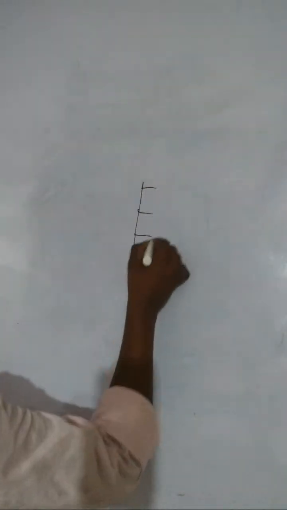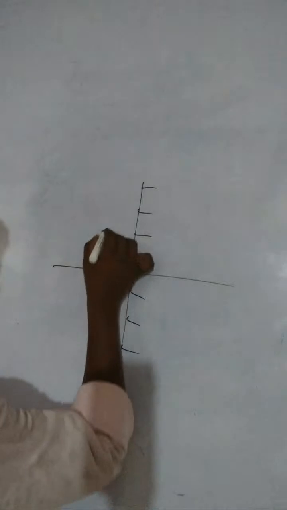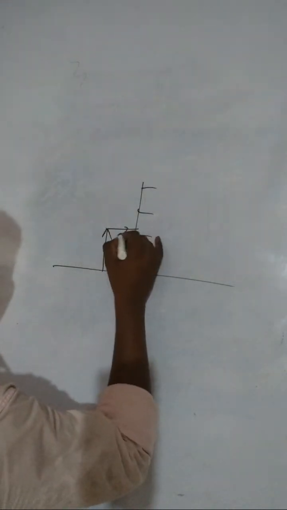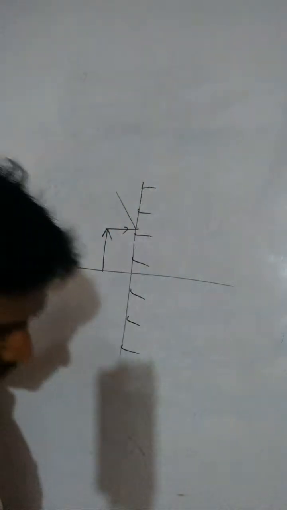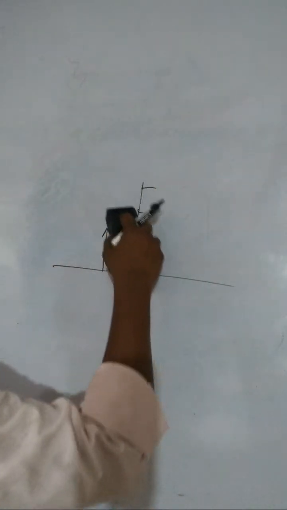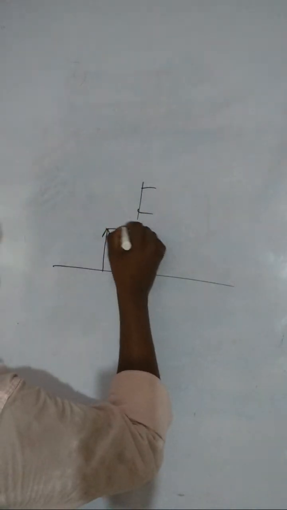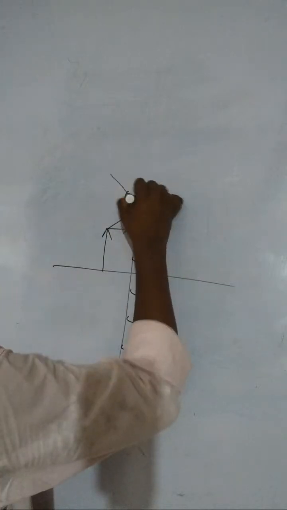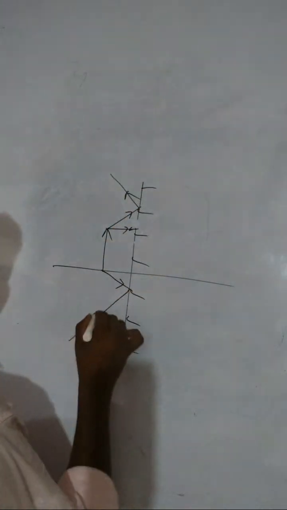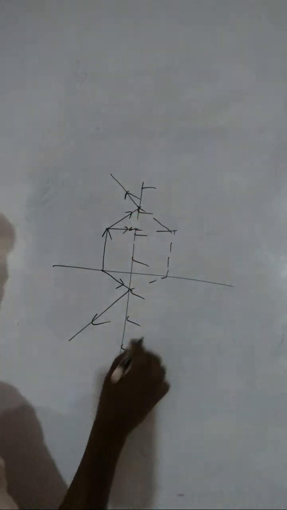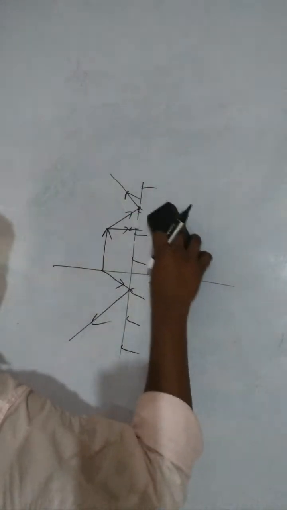Next one: list the characteristics of the image formed in a plane mirror. I am taking a plane mirror here, and I am considering an object. One light ray will reflect, and another light ray will reflect back. Here is one more light ray. If you extend these light rays backward, they will meet here.